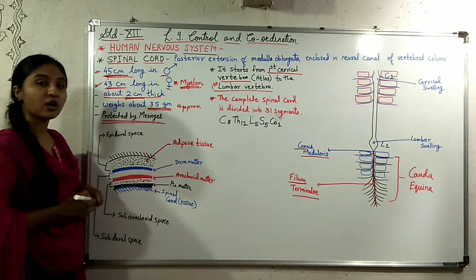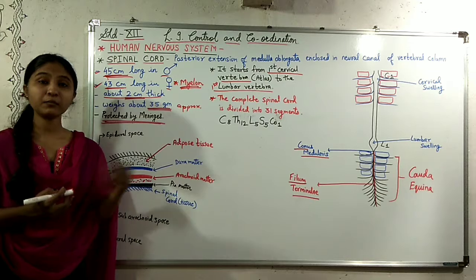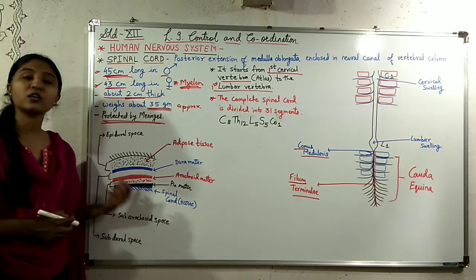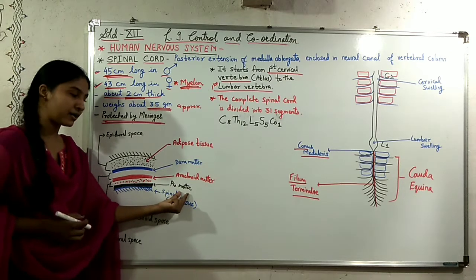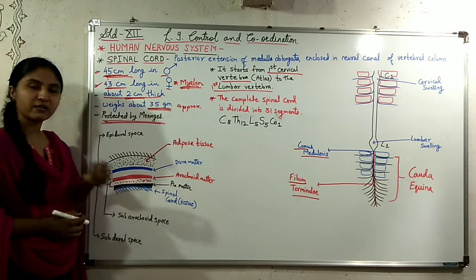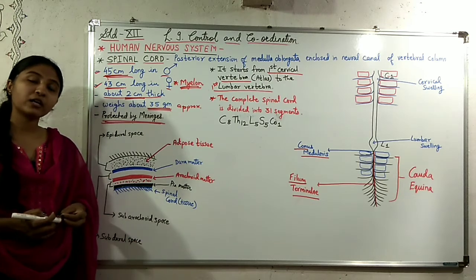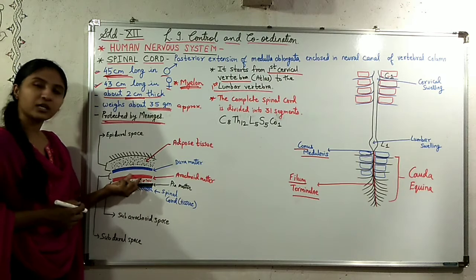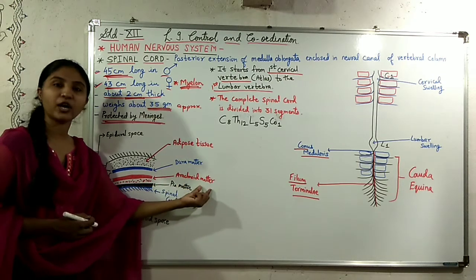Now this spinal cord is protected by the meninges. As we saw, the brain is also protected by layers of meninges. Here also the spinal cord is protected by the meninges. The innermost layer, that is pia mater, is attached to the tissue of the spinal cord, and above the pia mater there is a space. That space is called the subarachnoid space. This subarachnoid space is filled with cerebrospinal fluid, and above the subarachnoid space there is the second layer of the meninges, that is arachnoid mater.